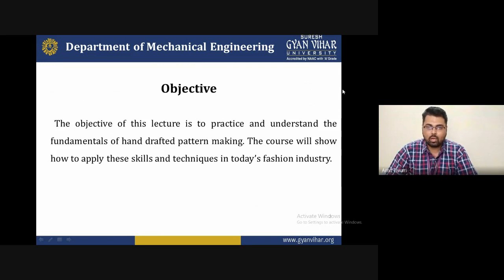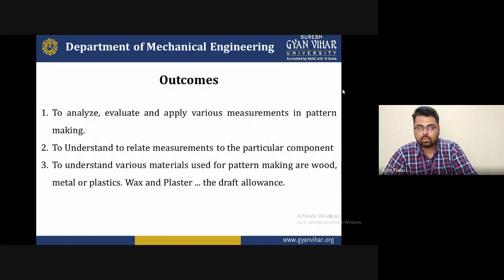The objective of this lecture is to practice and understand the fundamentals of hand drafted pattern making, and the course will show how to apply these skills and techniques in today's fashion industries. The outcome is that at the end of the session, the student will be able to analyze, evaluate, or apply the various measurements in pattern making.